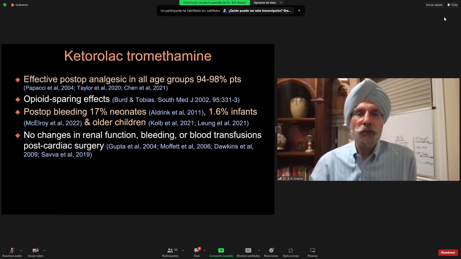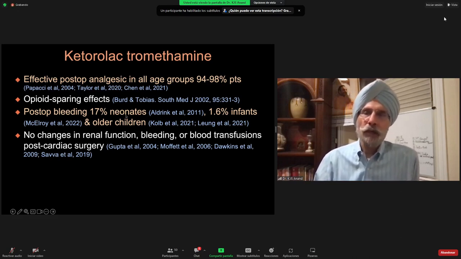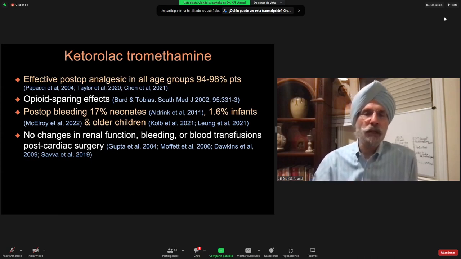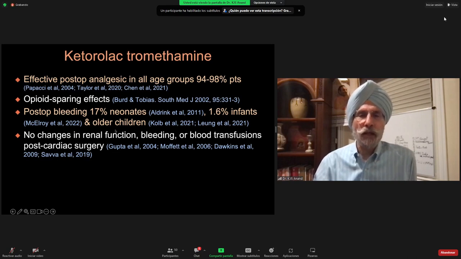sort of study. These were mostly neonates within 10 days after birth, who had surgery and then post-op analgesia with Toradol. In older infants it was about 1.6%, with similar rates in older children. There've been a couple of studies in cardiac surgery where ketorolac was used, and there was no increase in renal dysfunction or postoperative bleeding or a need for blood transfusions after surgery.